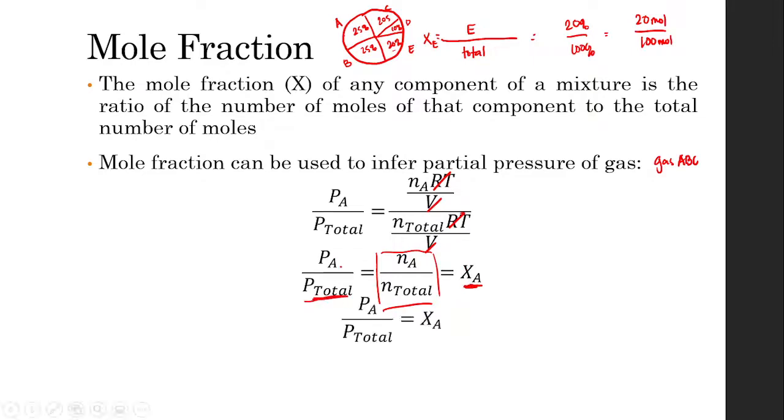So from there we can create a relationship between the mole fraction and the partial pressure, wherein the partial pressure of A divided by the total pressure is equal to the mole fraction of A. And from there, we can find the partial pressure using just the mole fraction. Which means if we know the mole fraction of your component and the total pressure of your whole mixture, you can solve for the partial pressure.